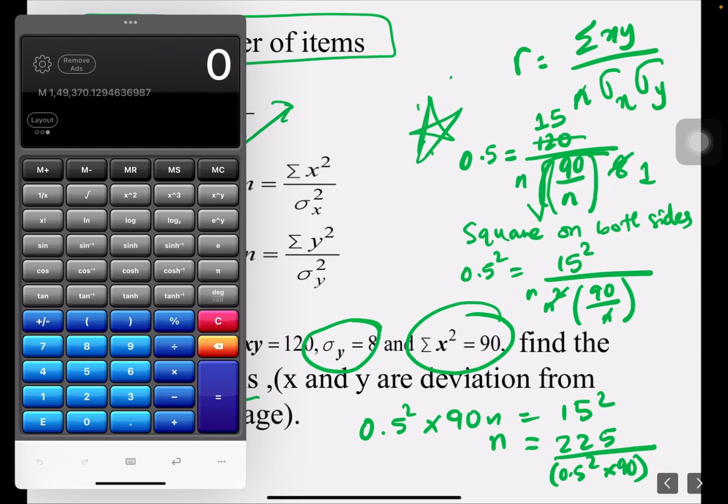So you have 225 divided by 0.5 squared times 90, which is equal to 10. So your n, the number of items, is equal to 10.